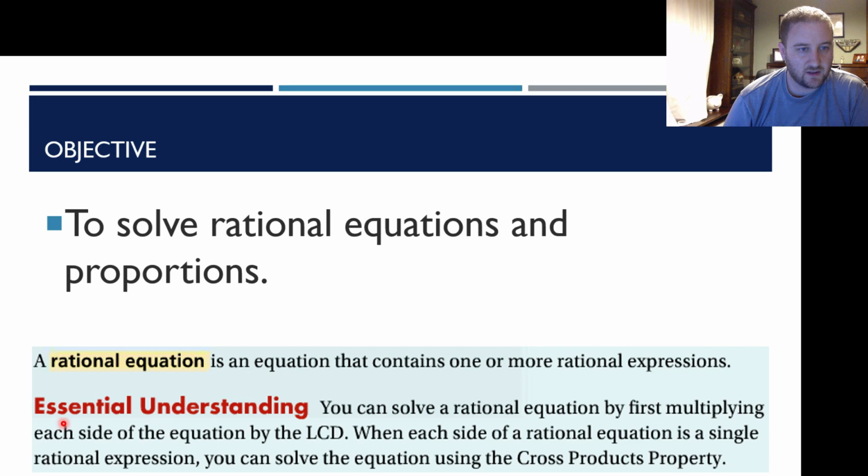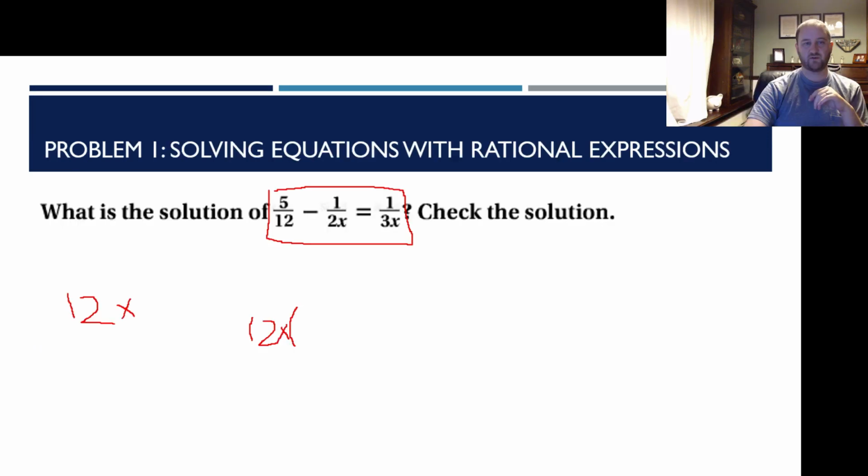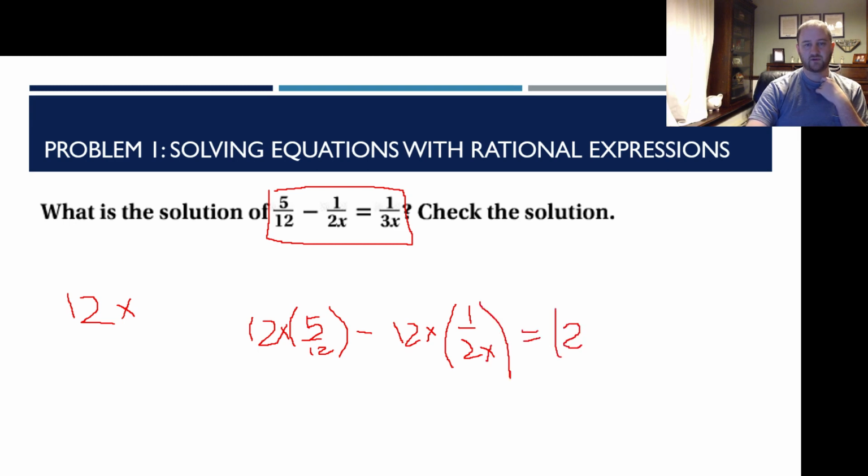Okay? Now that we found the LCD, it says multiply each side of the equation by the LCD. So I'm going to take 12x times the left side and the right side. So I'm going to take 12x times 5 over 12, minus 12x times 1 over 2x, equals 12x times 1 over 3x. So both sides are getting multiplied by 12x.